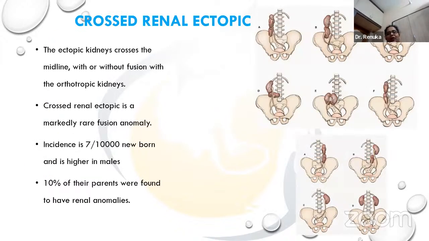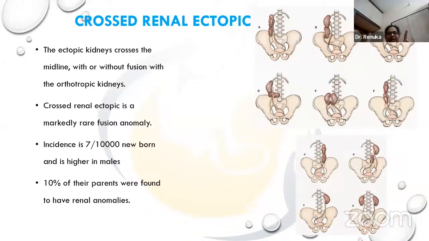The next form of ascent abnormality is crossed renal ectopia. This means that the kidney, instead of the right kidney being on the right side, will be on the left side or vice versa. And there are so many types of crossed renal ectopia. These two kidneys can be fused or they can lie nearby, isolated.